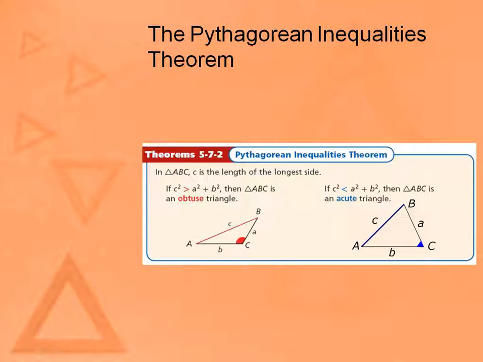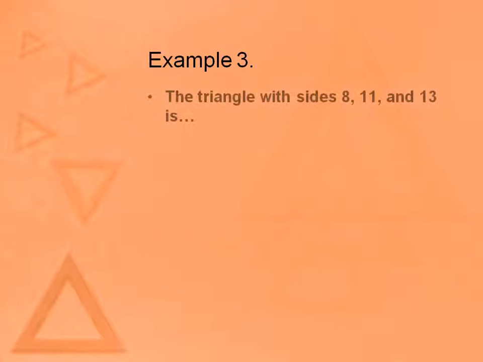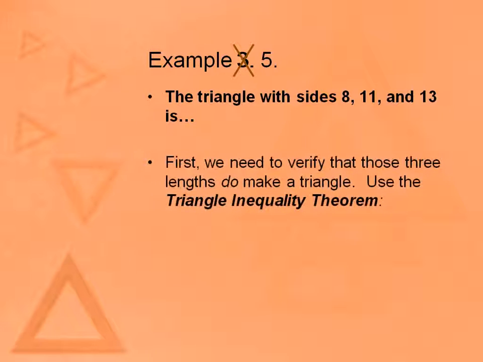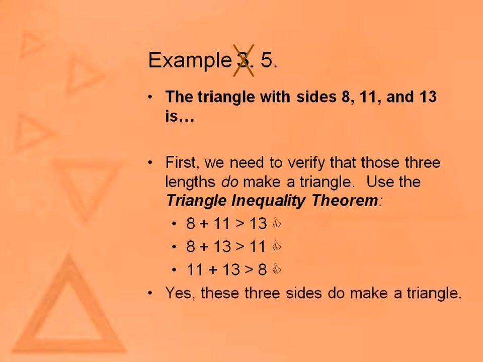Notice that in both of these equations, the c is written first. You don't have to write it that way, but this is the way it is in the book, and this is the way it is in my notes. So let's look back at example 3, which had sides 8, 11, and 13. We know it's not a right triangle. We got to make sure that the triangle inequality theorem gives us that it is a triangle. We did that already in example 3. We know these sides give us a triangle.